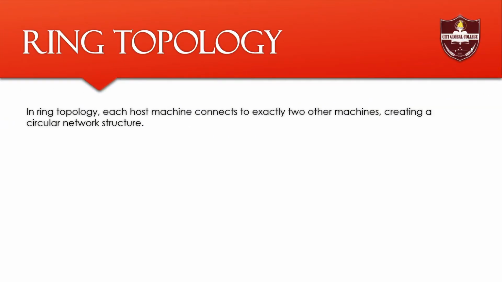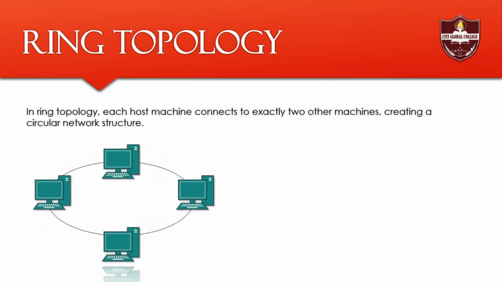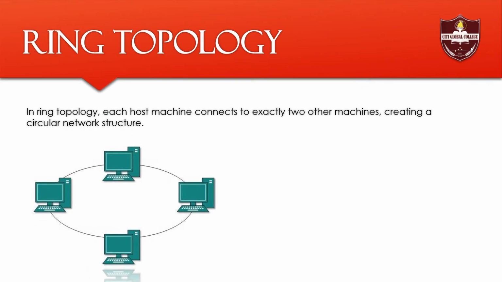Ring topology. In ring topology, each host machine connects to exactly two other machines, creating a circular network structure, like this one. When one host tries to communicate or send a message to a host which is not adjacent to it, the data travels through all intermediate hosts. To connect one more host in the existing structure, the administrator may need only one more extra cable. Failure of any host results in failure of the whole ring. Thus, every connection in the ring is a point of failure. There are methods which employ one more backup ring.